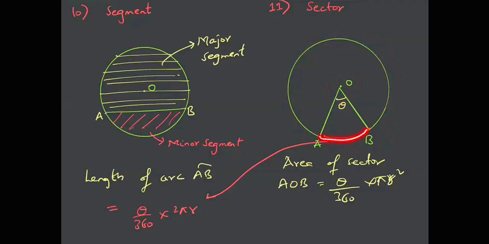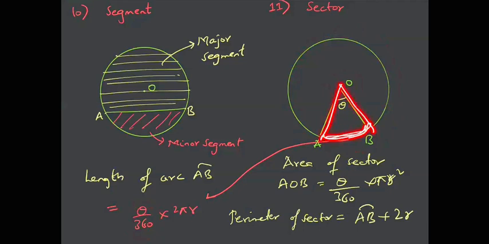Now if a certain arc subtends theta at the center, then its length will be proportional to the angle subtended at the center. So it will be theta by 360 into 2 pi r. And now what would be the perimeter of the sector? The perimeter of the sector would be arc length AB plus twice the radius, right? Because this is r, and this is arc length AB.